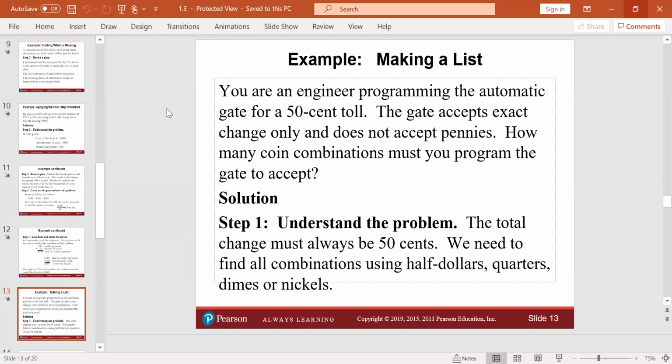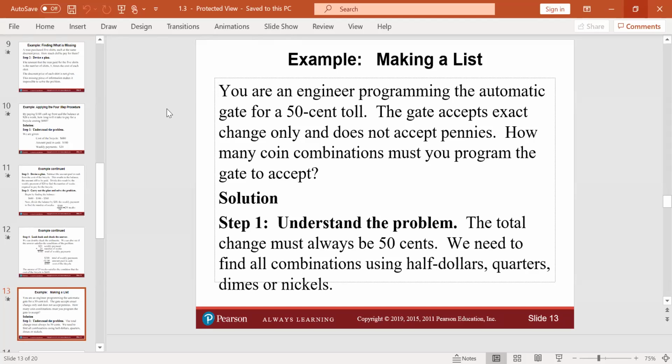So continuing on, you're an engineer programming the automatic gate for a 50-cent toll. So you go to the toll, and most people might pay with credit card, or they might use the toll tag system, where they just put a little thing in their car that automatically scans them and it just charges them later or from an account. But you're going to have some people who want to pay with change.